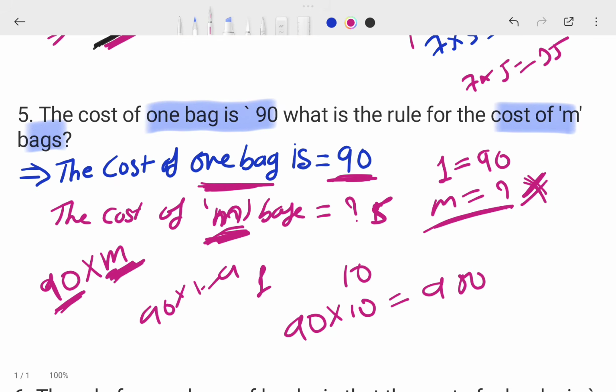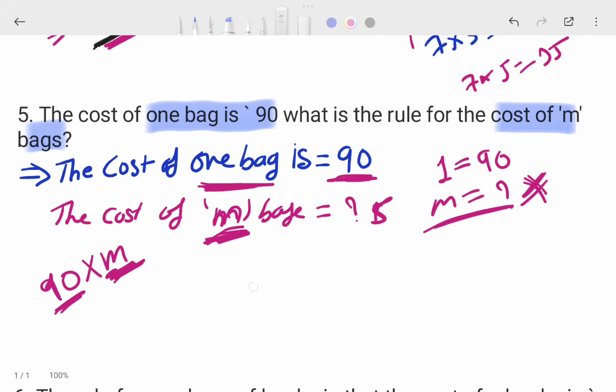So generally it is clear to you. However many bags you need, you just do that. So what will be our answer?